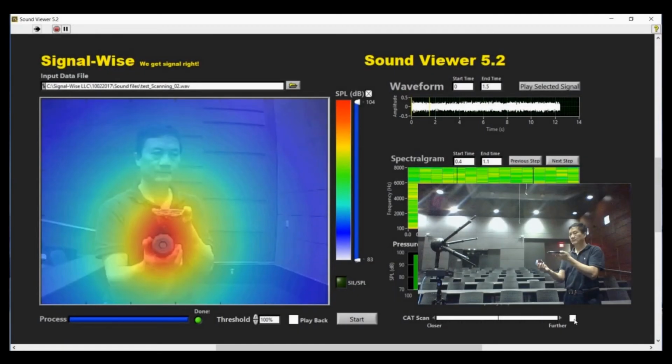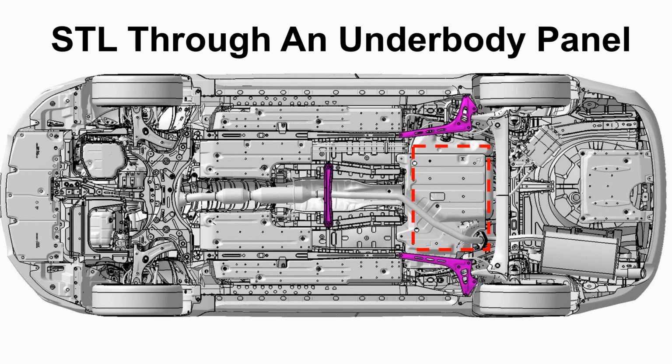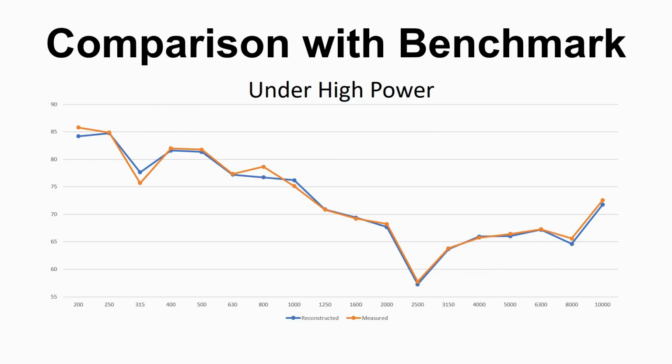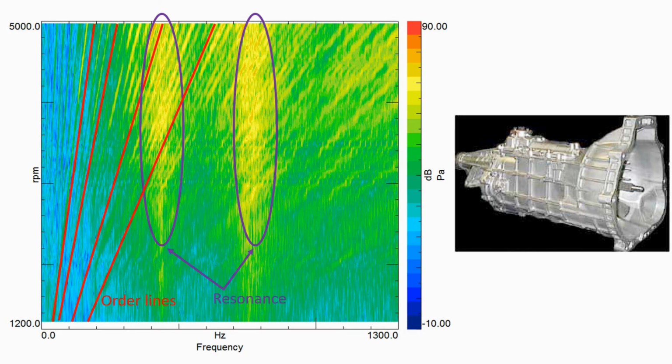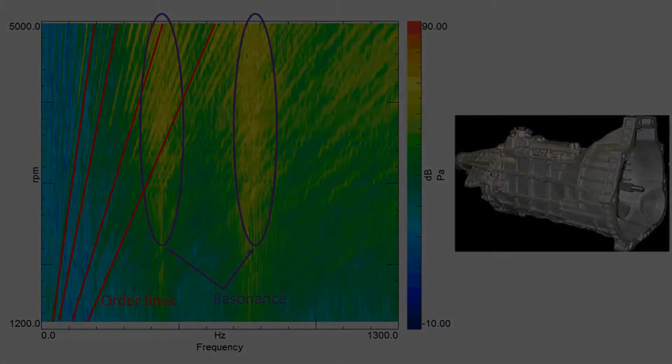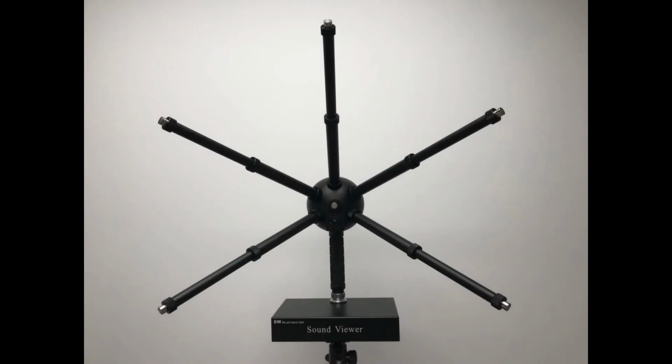In addition, Sound Viewer enables one to perform 3D scanning of the sound pressure field to identify locations of noise sources, sound transmission losses through, say, an automobile underbody panel subject to different power suppliers, and audio tracking analysis of, say, an automobile transaxle. In short, Sound Viewer is a comprehensive noise diagnosis and analysis system that enables one to tackle a wide variety of noise issues.